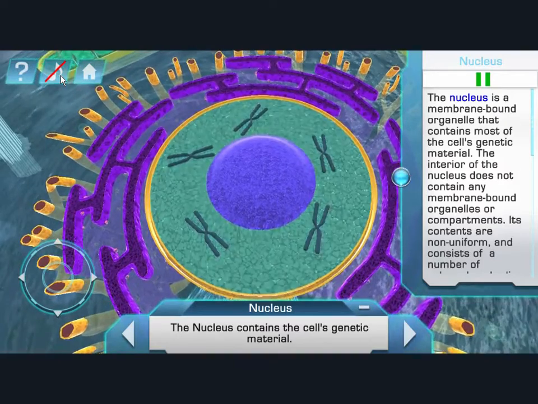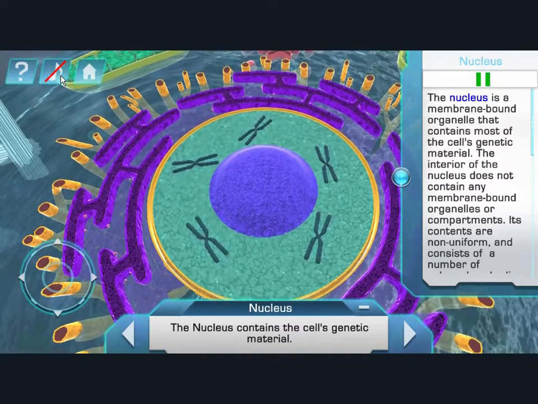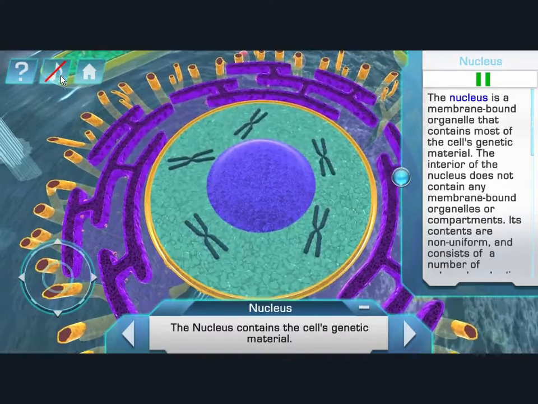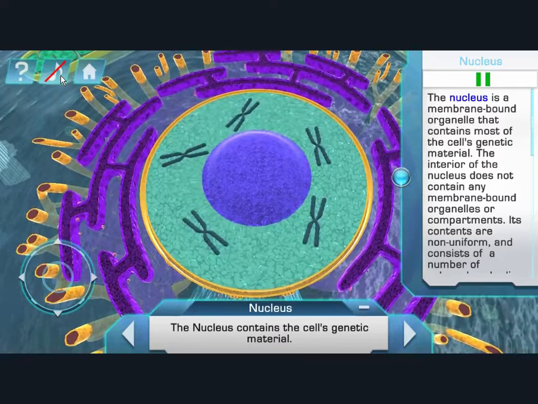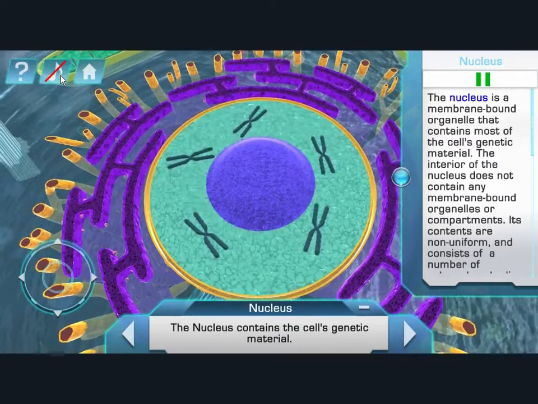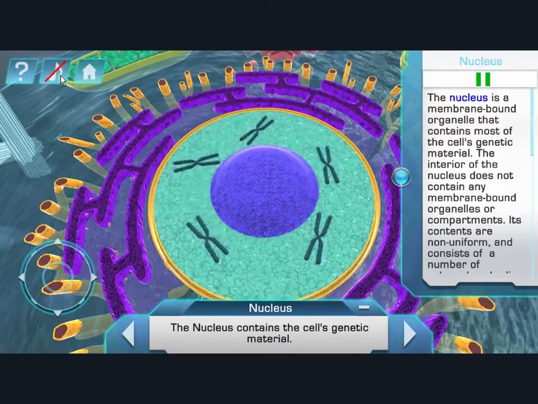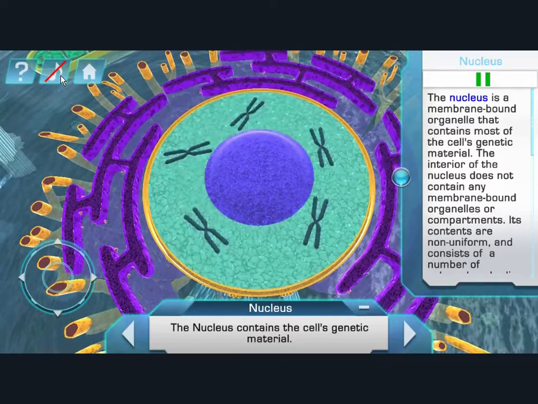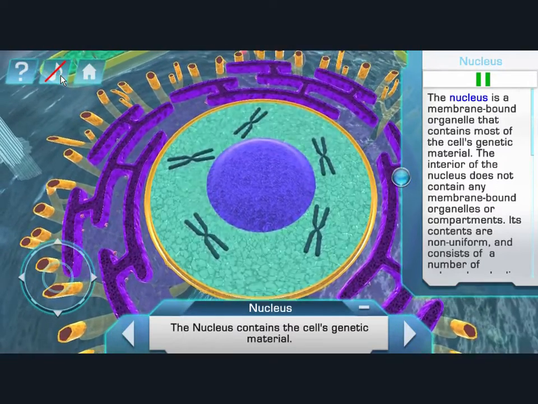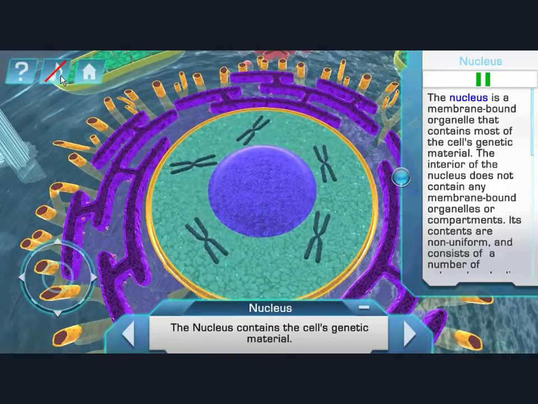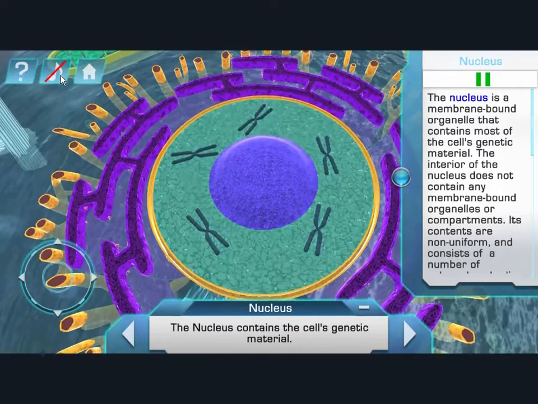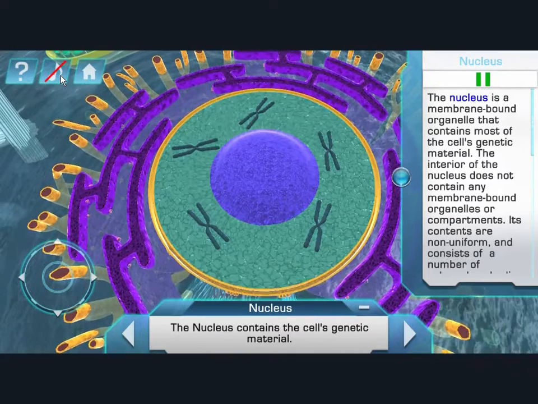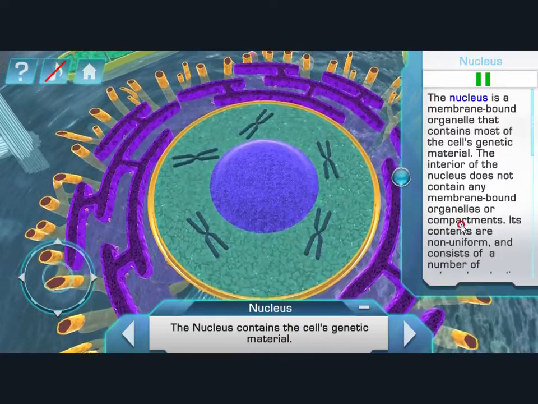The genetic material in the nucleus is organized as multiple linear DNA molecules combined with a variety of proteins to form chromosomes. The genes within these chromosomes are the cell's nuclear genome. The function of the nucleus is to maintain the integrity of these genes and to control the activities of the cell by regulating gene expression. The nucleus can therefore be considered the control center of the cell.